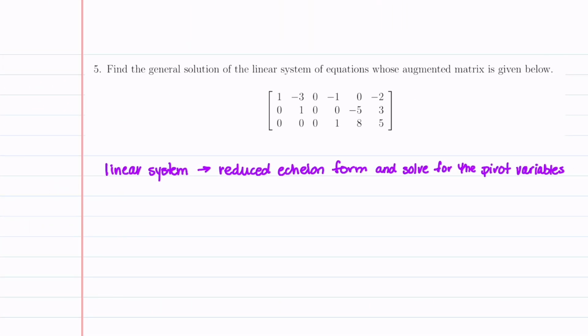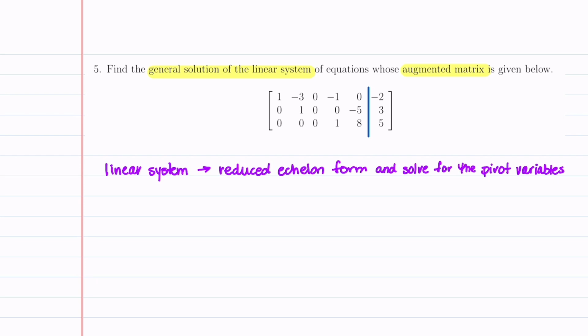In this problem, we're going to find the general solution to this linear system of equations whose augmented matrix is given below. Let's emphasize that this is an augmented matrix. As soon as you see that, I would suggest that you take a line and put it right there. That way you know you don't have a coefficient matrix, you have an augmented matrix, and you can distinguish the left-hand side from the right-hand side.